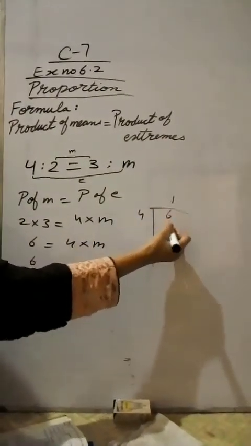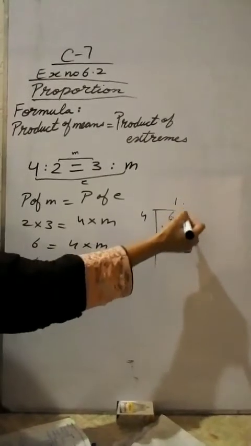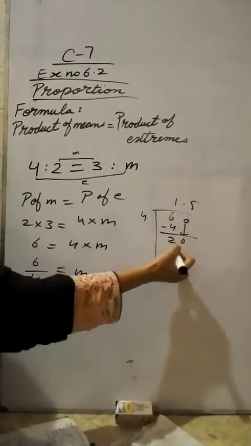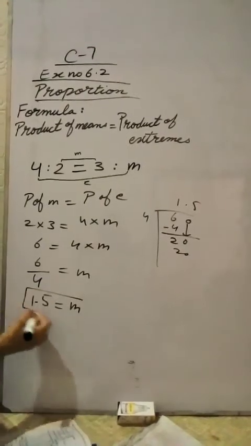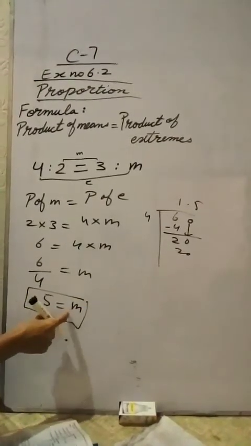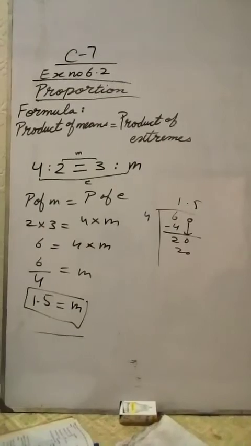Let's see, 4 goes 1 time, 4 minus 4 is 0, put the decimal, write down 0, 4 times 5 is 20. So the answer will be 1.5 equals m. So the answer of the unknown m is 1.5. Draw the ending line. Thank you.